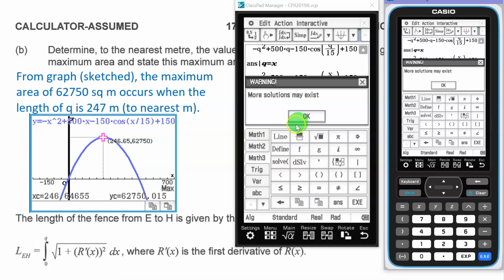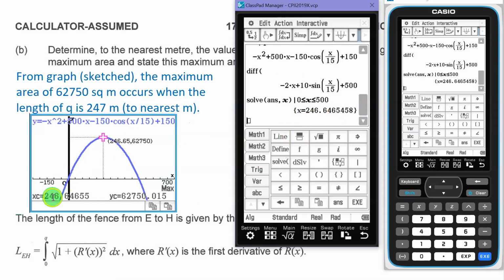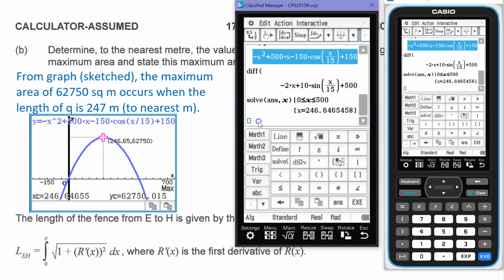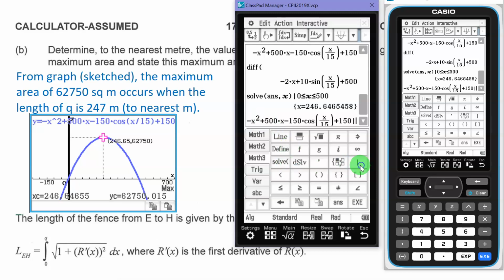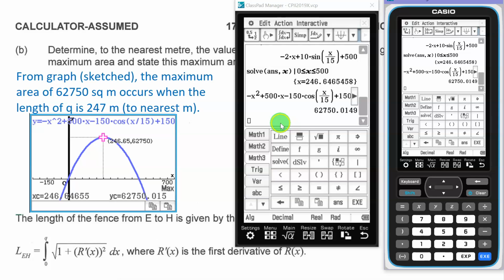When we tap OK, more solutions may exist, but there's the one that we can see off the graph screen as well, 246. So the calculus method isn't so bad either, although then we would have to go and get the second derivative to justify that it's a maximum, and then we still haven't substituted back in to get the maximum volume. So that would involve taking the area function here given, and then we'll just pop this onto the end of it, and we better get out of standard mode. That's not going to look very nice when ClassPad turns it into a fraction. So here's the maximum possible area.